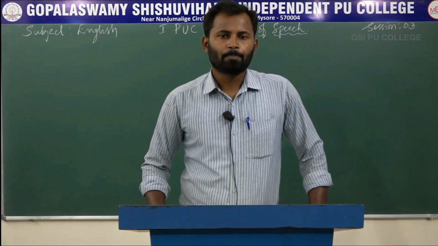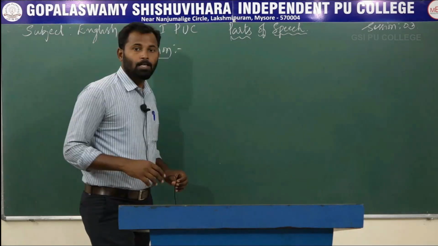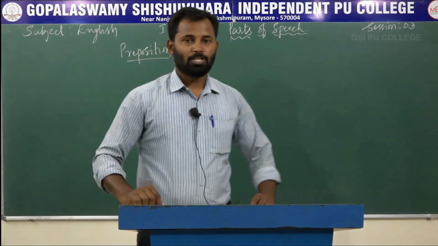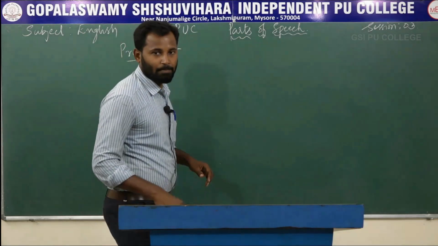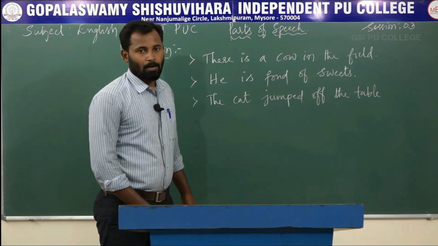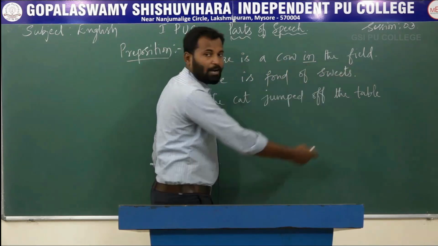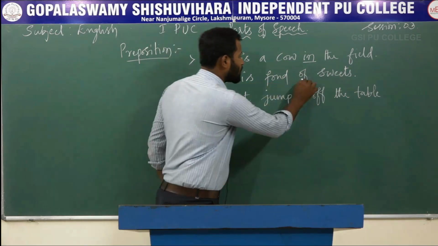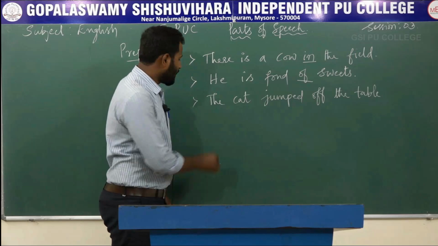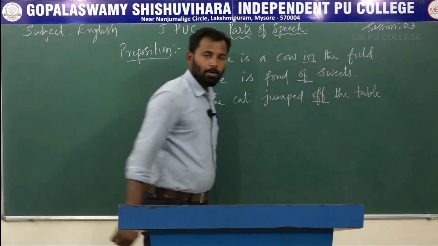Okay students, we have studied the adjectives and their types. Let us move on to the next part of speech, preposition. So let us study what is a preposition and its types. Let us understand the preposition with some examples. So let us see the examples now. The first example is, there is a cow in the field. And the second one, he is fond of sweets. And the last one is, the cat jumped off the table.